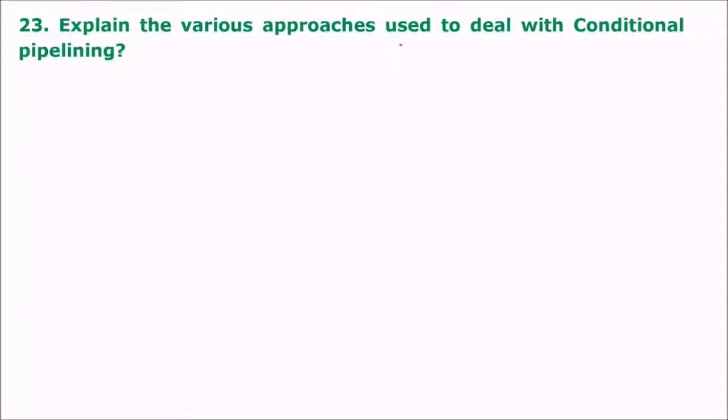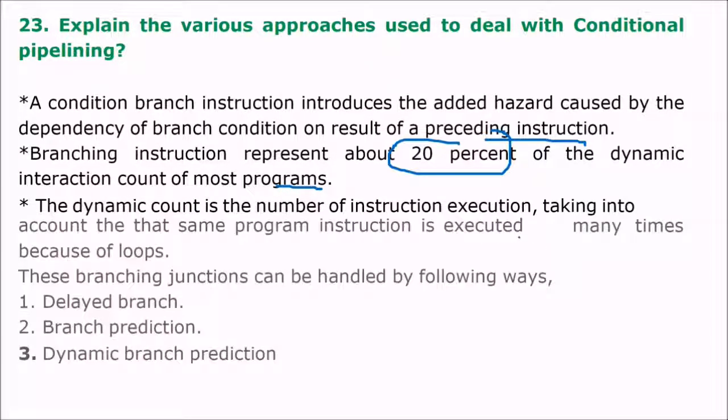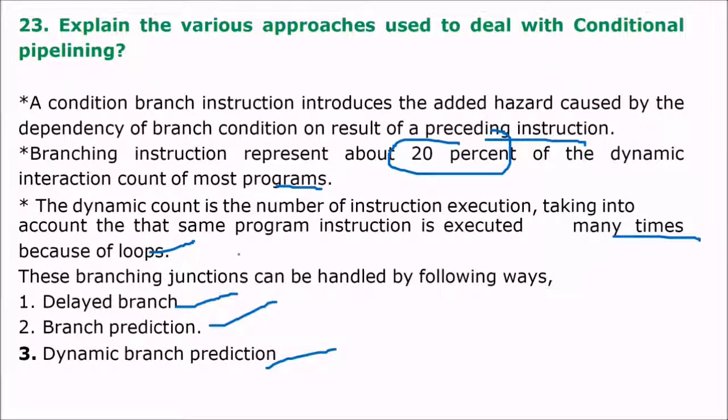Explain the various approaches used to deal with conditional branches in pipelining. A conditional branch instruction introduces added hazards caused by the dependency of the branch condition on the result of a preceding instruction. Branching instructions represent about 20% of the dynamic instruction counts of most programs. The dynamic count is the number of instruction executions, taking into account that the same program code is executed many times because of loops. So these branching instructions can be handled in these ways: delayed branching, branch prediction, and dynamic branch prediction.